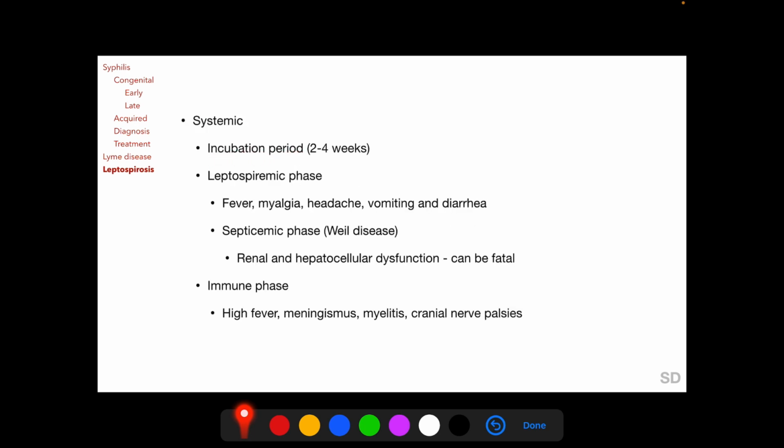Following an incubation period of 2 to 4 weeks, leptospirosis has 2 phases, the leptospiremic phase and the immune phase. In the leptospiremic phase, there is fever, myalgia, headache, vomiting and diarrhea, and severe infection causing septicemia in leptospirosis is called Weil's disease, which manifests with renal and hepatocellular dysfunction, which can be fatal. In the later immune phase, there can be high fever, meningismus, myelitis and cranial nerve palsies.